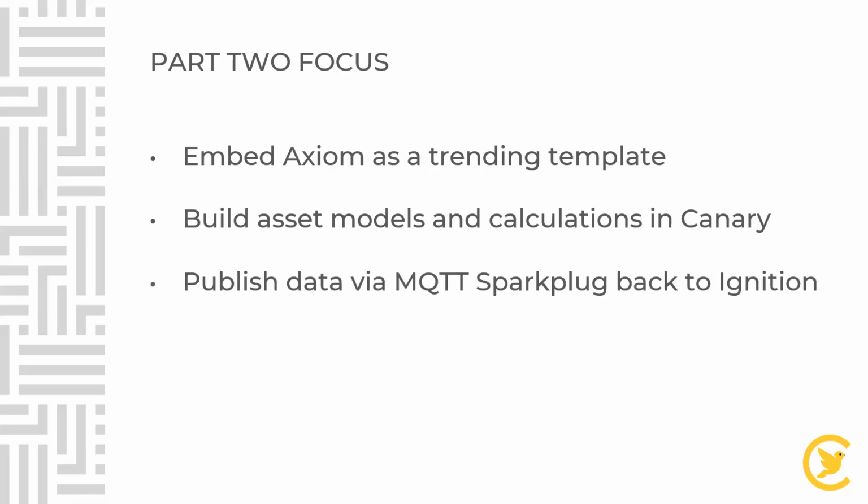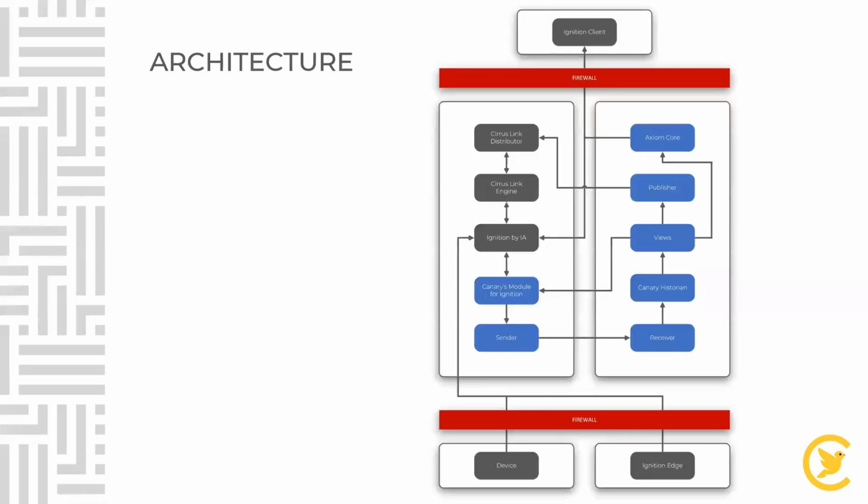And then finally, with that new data, instead of just pushing it back through the module as history, we're going to show you how to use MQTT Sparkplug and some of the Cirrus Link modules to actually publish that data back into Ignition as a tag provider instead of just a tag history provider. Now, today's training is going to be a bit more complex from the architecture standpoint than a basic application would be using the module for Ignition. So let's walk through this a little bit.